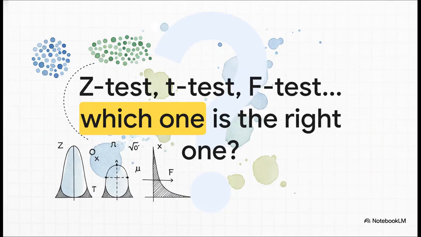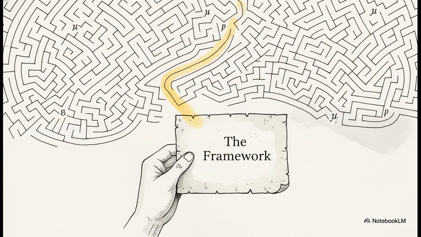So, you've done all the hard work, you've collected your data, and now you're staring at this alphabet soup of statistical tests. Z-test, T-test, F-test. They all sound kind of the same, and if you pick the wrong one, your whole analysis could be off. It's a classic roadblock. And yeah, it absolutely feels like you're stuck in a maze, just trying to find the right path forward. But what if I told you there's a simple, clear map? A map that's going to guide you to the right choice every single time.